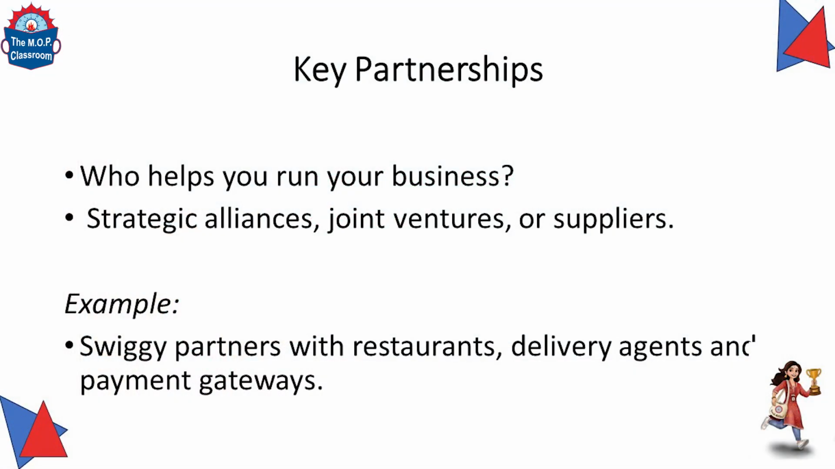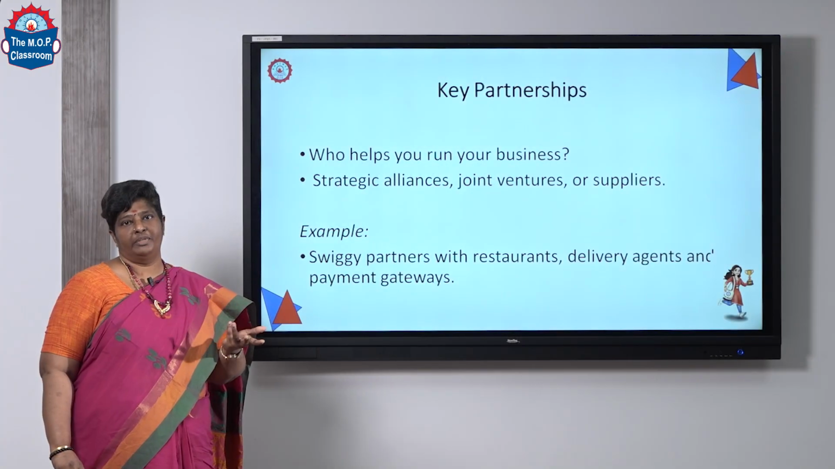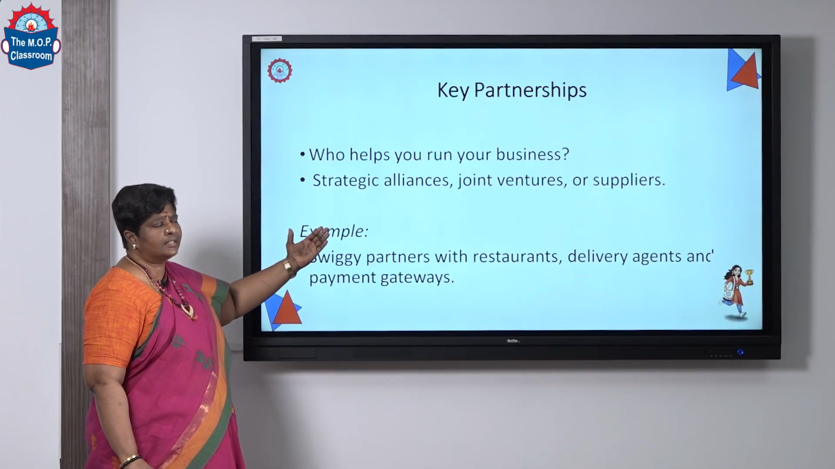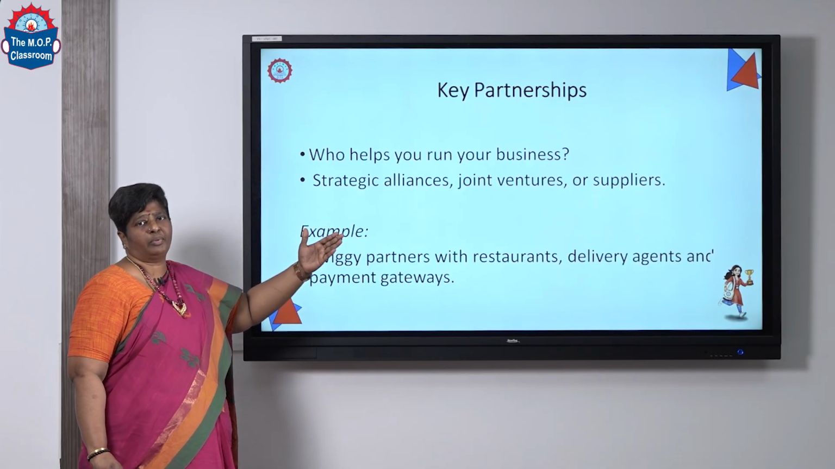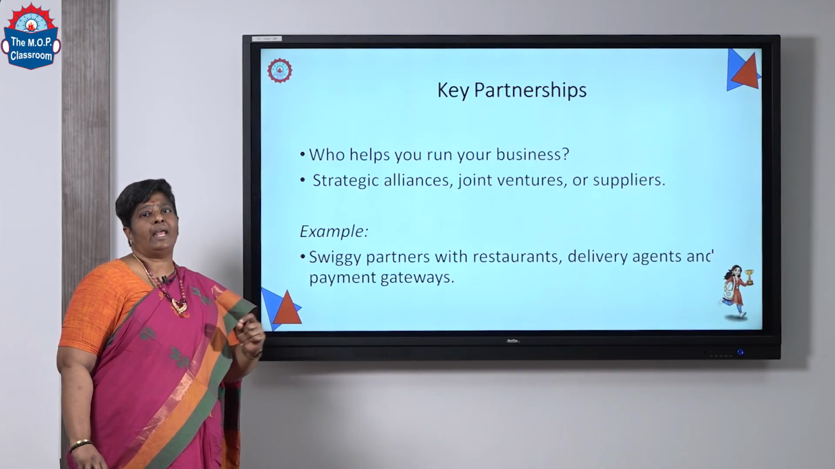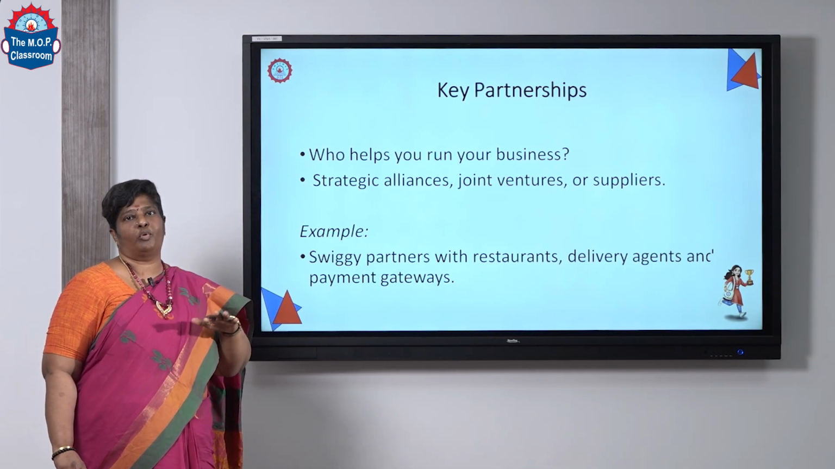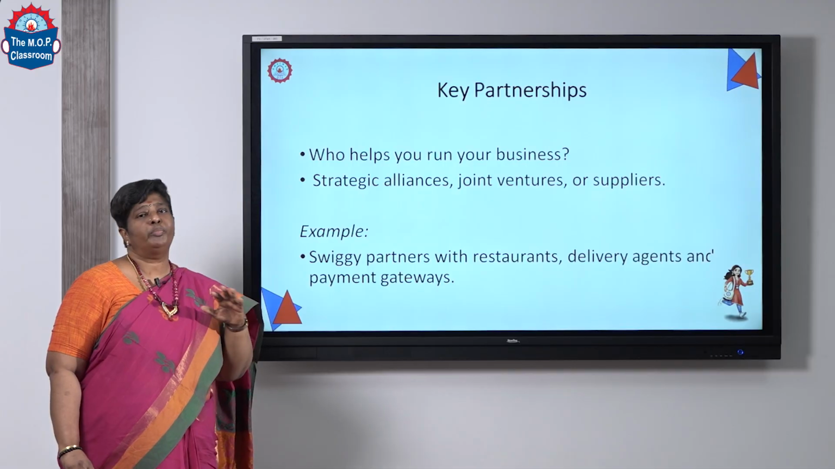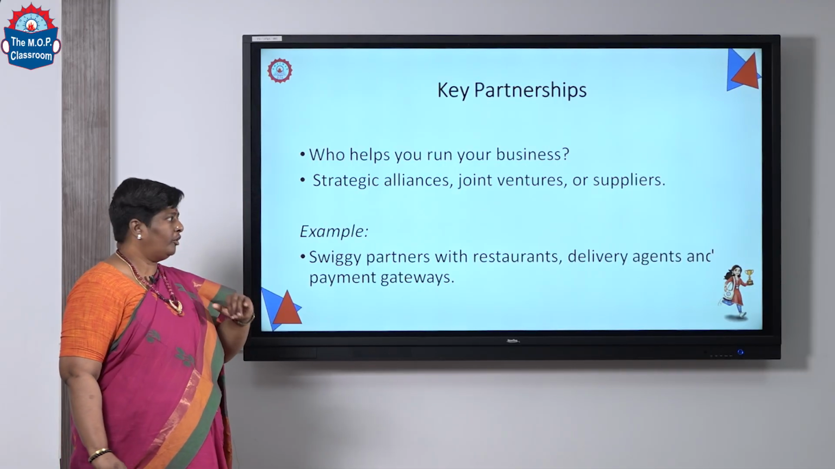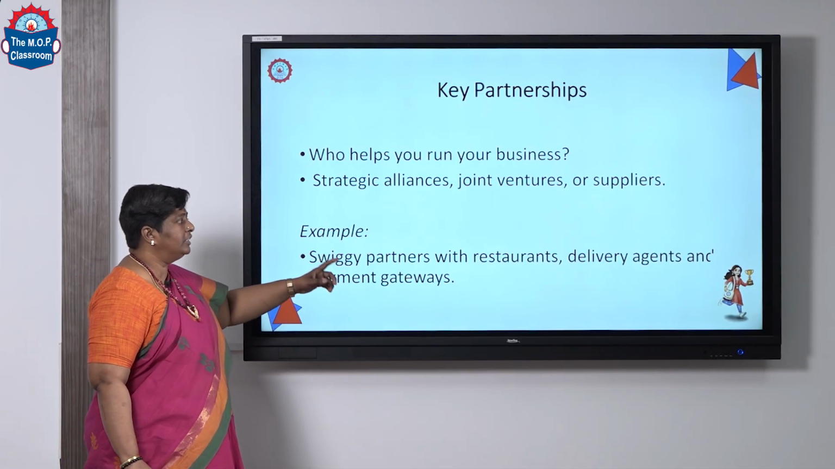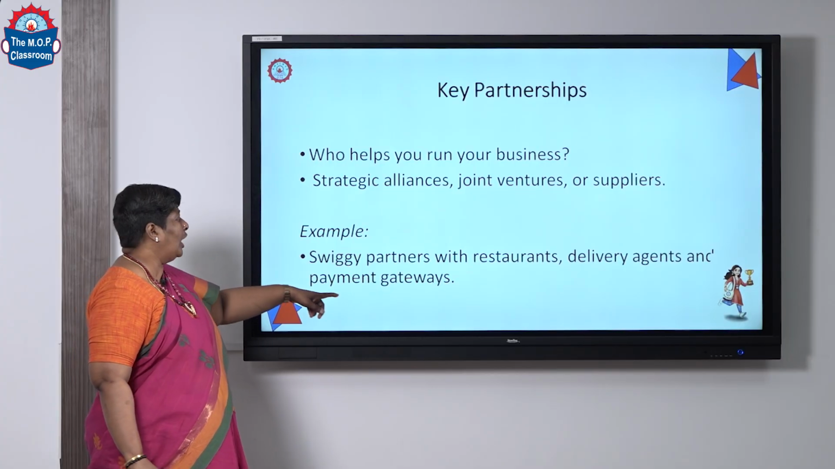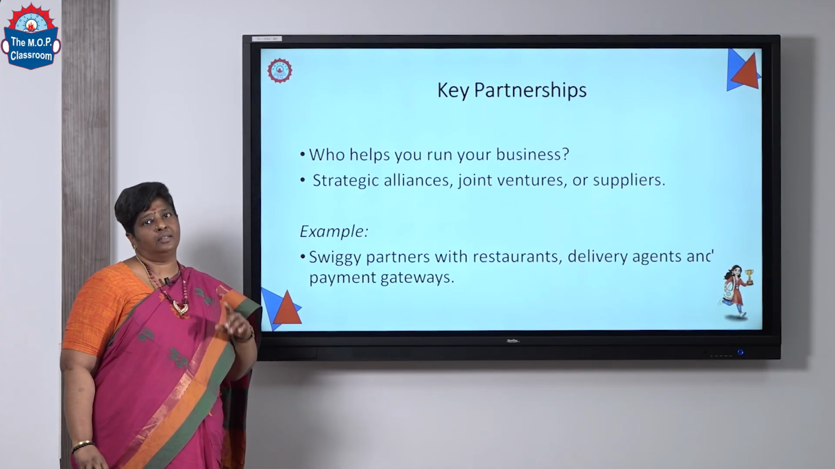Next is the key partnership. To run your business, who are the different partners who will help you? People like strategic alliances, joint ventures or suppliers. Whoever is a very essential part of your business. To run your business, you need their support. Without their support, you won't be able to run your business. For example, Swiggy partners with restaurants, delivery agents and also payment gateways to run their business.